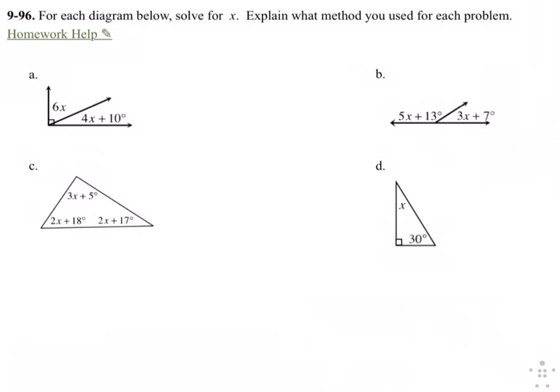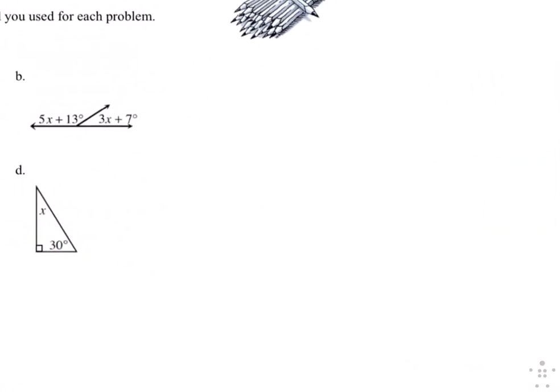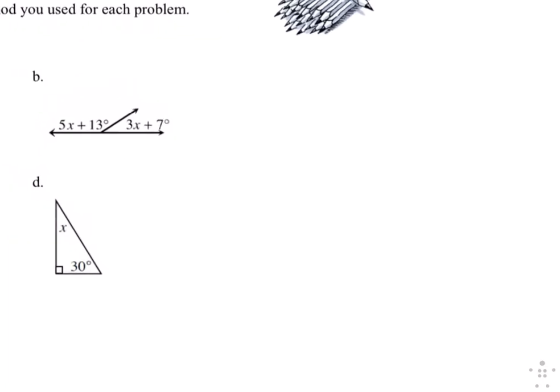Okay, B and D. So for B, let me see if it'll let me move this over. Yes, it will. Okay, so for B and D. For B, the sum of those two angles is 180, right? Because a straight line, or a straight angle, to be precise, is 180. So if we add those two, it has to equal 180 degrees.